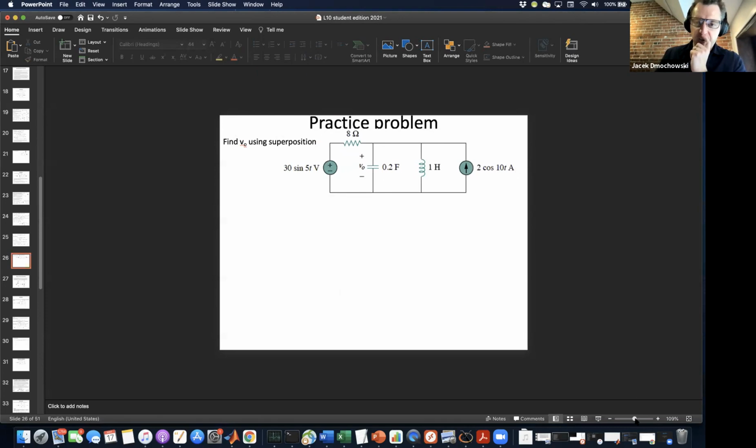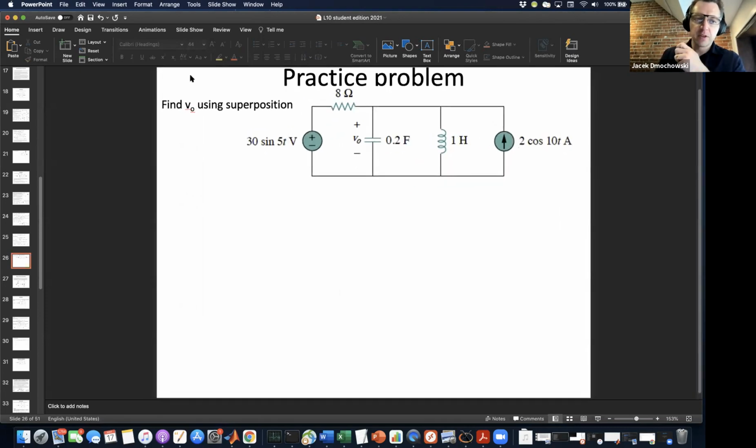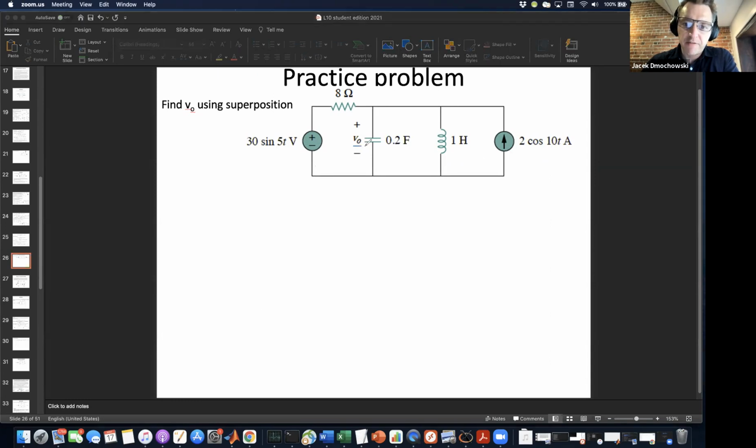Let's do as many of these as we have time for. Our first problem, for me, this is about slide 26. It's a superposition problem. We are asked to find V naught. What is different about this problem is that we have two frequencies involved. We have an omega of 5 on the battery, and an omega of 10 for the current source. So the solution is to analyze the response of V naught separately for the voltage source and separately for the current source, which means we're going to draw the circuit twice.